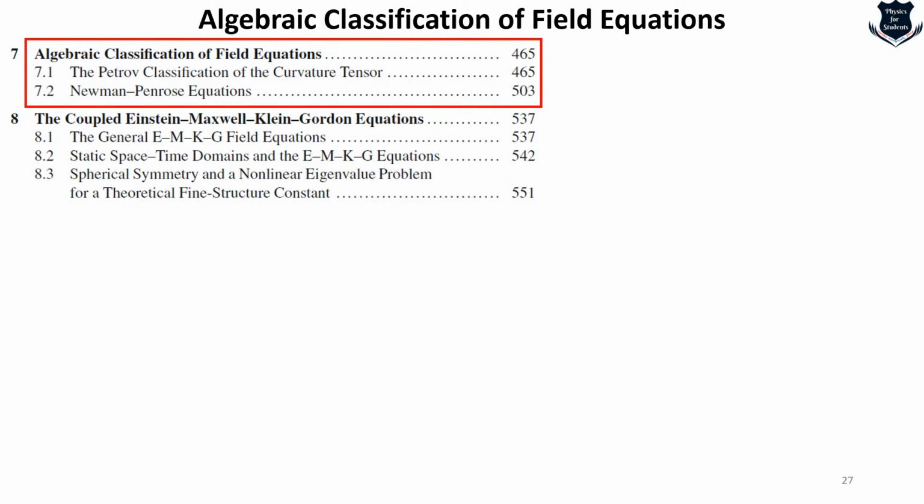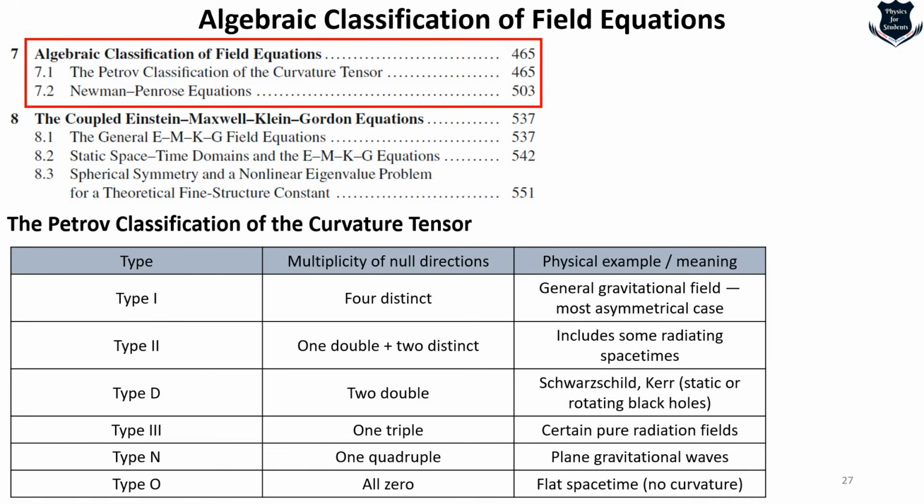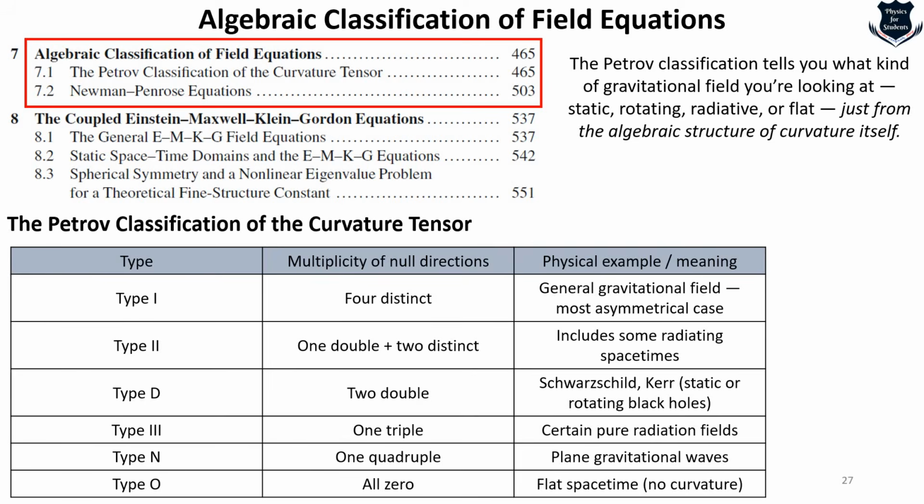Now you will see here, I will first try to explain this part, algebraic classification based on Petrov classification. This is basically a kind of table. What this table tells is that instead of going from coordinate to coordinate, Petrov classification tells what kind of gravitational field you are looking at. Type I is general, type II includes some radiation, type D is Schwarzschild and Kerr, type III is certain pure radiation, and so on. That means you are looking at static, rotating, radiative just from the algebraic structure of curvature itself.